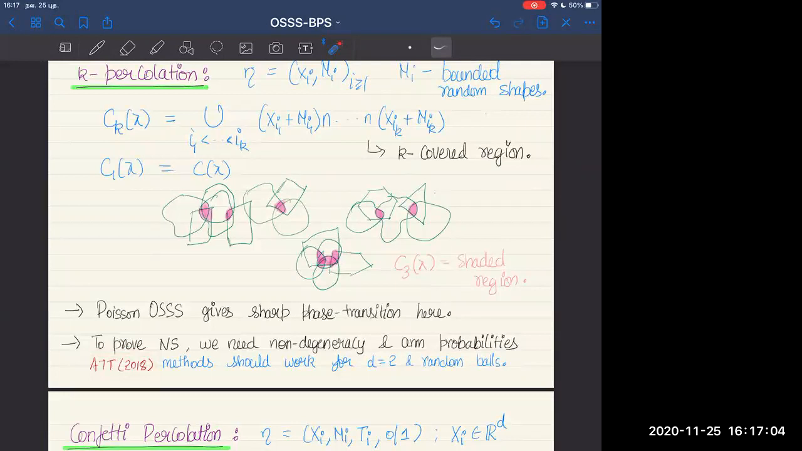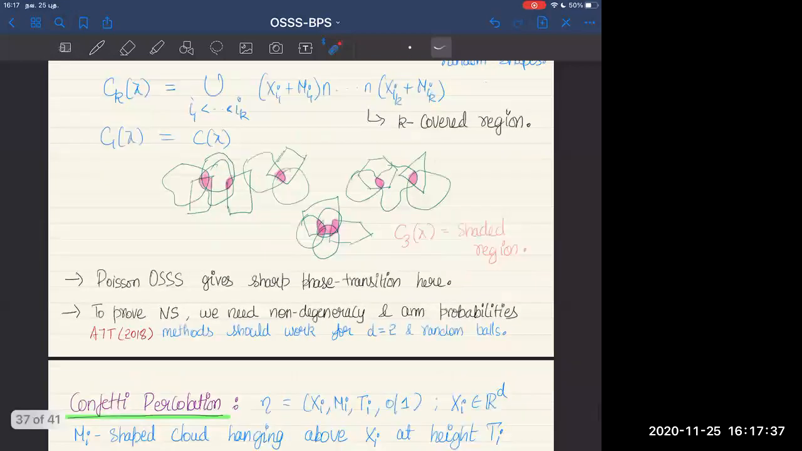To me, it appears that the methods of Ahlberg, Tassion, and Teixeira should work even in this generality, but this has to be checked a little more. I'm not an expert in this, but I think their methods will work in this generality, and we should be able to get results for this model as well. You can find this in our paper, and some results are in the paper too. It will come up probably in a month or so; hopefully in a month we will put the paper online.